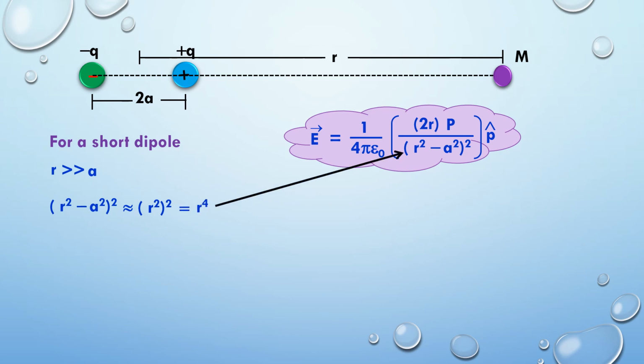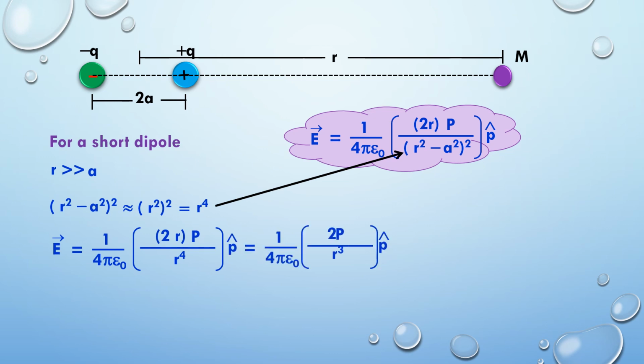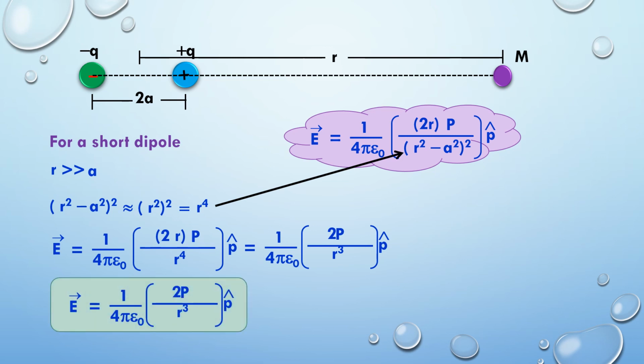Hence, r raised to 4 can be directly substituted into this relation, yielding your result to be equal to 1 upon 4 pi epsilon naught into 2r p upon r raised to 4 into vector p, or you can write it as 1 upon 4 pi epsilon naught into 2p upon r cube into vector p, which happens to be your expression for electric field intensity at a point along the axis due to a short dipole.